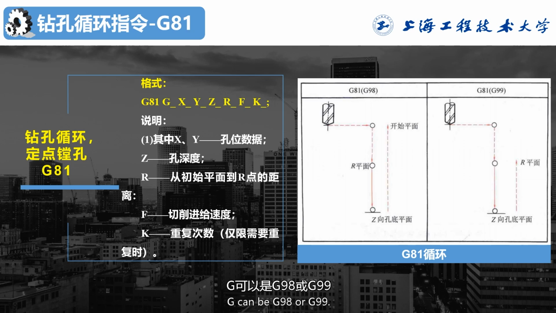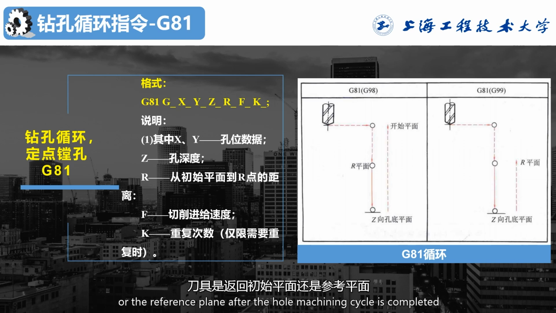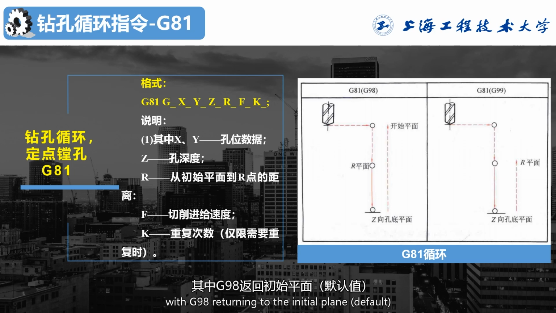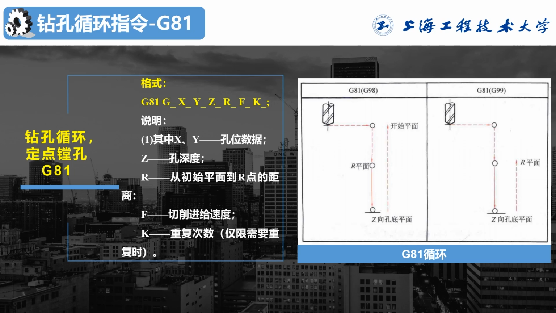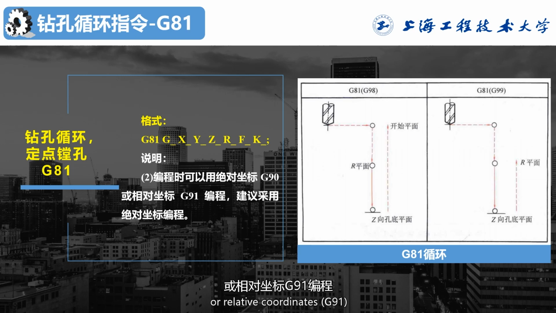G can be G98 or G99. The G98 and G99 commands control whether the tool returns to the initial plane or the reference plane after the whole machining cycle is complete, with G98 returning to the initial plane (default) and G99 returning to the reference plane. Programming can be done using absolute coordinates G90 or relative coordinates G91, with absolute coordinates being recommended.